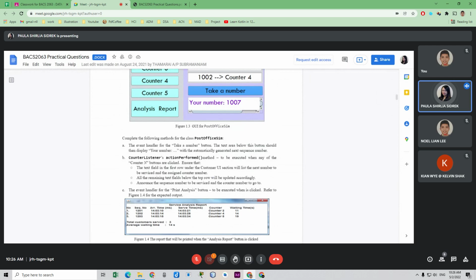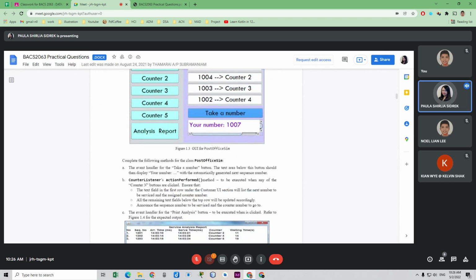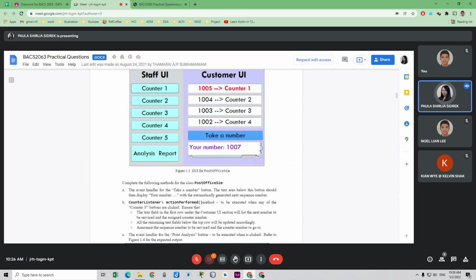B. Counter listener's actionPerformed method, to be executed when any of the counter buttons are clicked. Ensure that the text field in the first row under the customer user interface section will list the next number to be serviced here. So that goes under the customer user interface. All the remaining text fields below the top row will be updated accordingly.